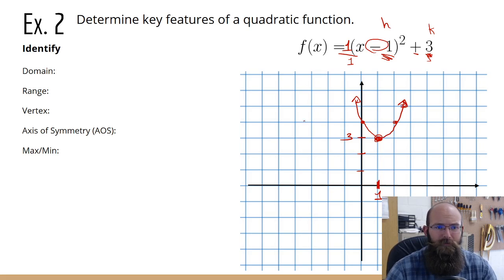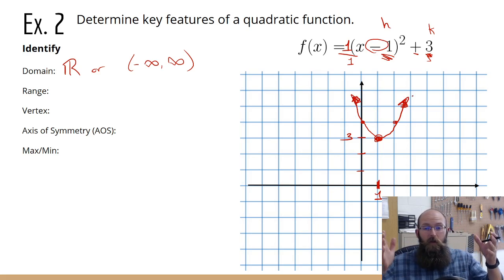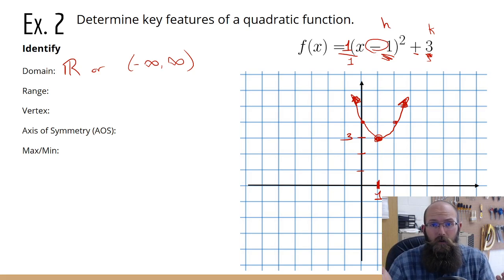That graph right there. My domain, so what x values am I allowed to have? That's actually going to be all of them. So I can write all reals, or I would also say -infinity to infinity. That's because this graph is going to keep going to the left and keep going to the right as I spread that out. So because of that, I have all of those values, from -infinity up to infinity.